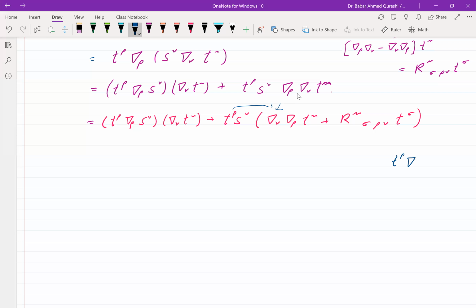T^rho D_rho T^mu is 0. This is the geodesic equation, that the tangent vector of the line itself is being parallelly transported along the line. So I just do this in the reverse.